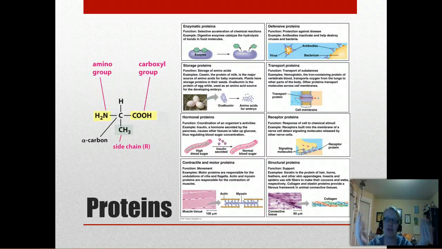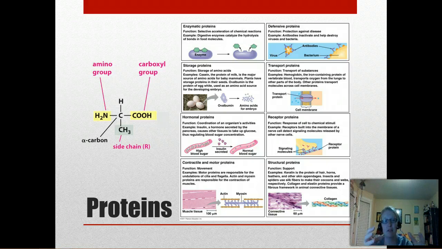Proteins are probably the most important group as far as number of functions go. It depends on which book you're reading. There's either 8 or 9 functions of proteins. We're going to hit this in chapter 4 where all we talk about is proteins. But for now, I want you to understand the basic 8 groups we have here and understand how they work.